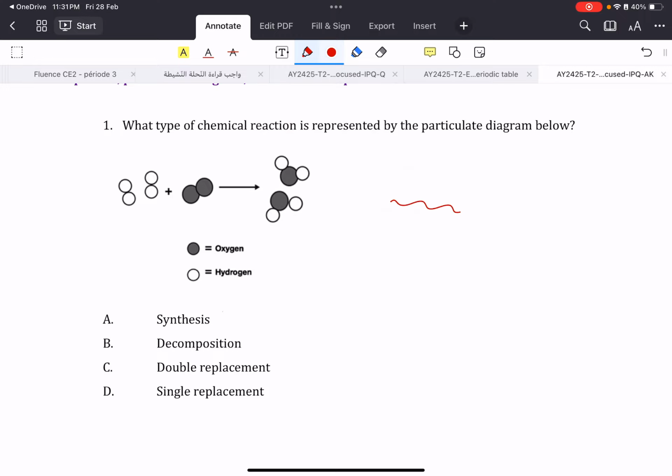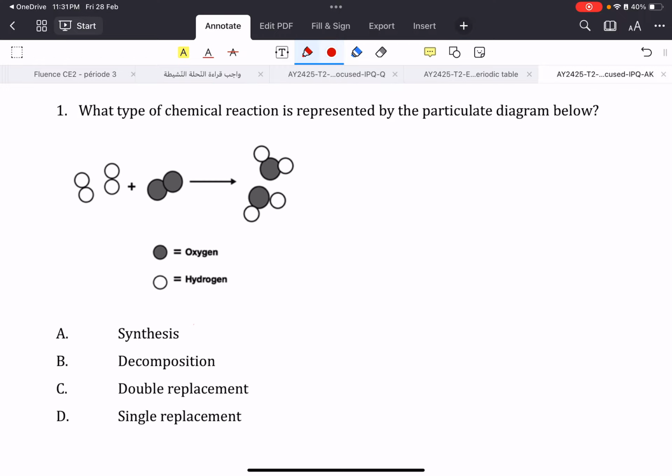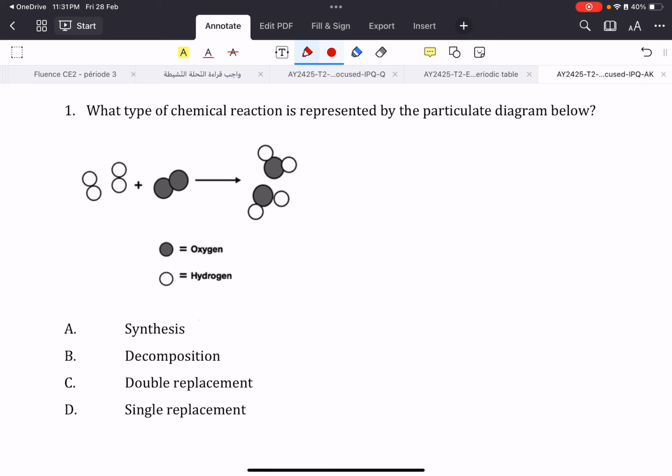So let's first begin. What type of chemical reaction is represented by the particulate diagram? When you are given a particulate diagram, before you answer, compare what's happening before, the reactants, and after, the products.